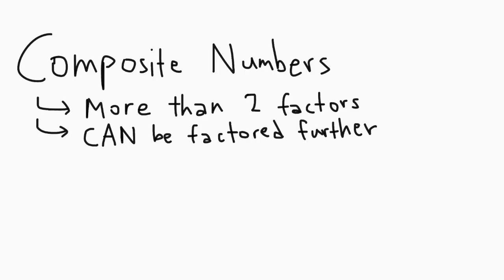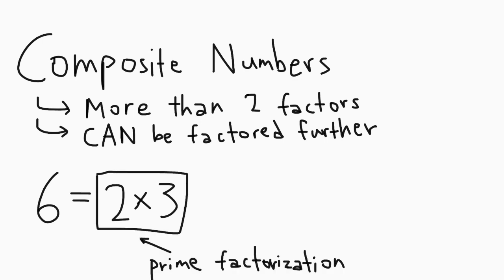What about the numbers that have more than two factors? These numbers are called composite numbers. Composite numbers have more than two factors, and they can be factored further into smaller prime or other composite numbers. For example, the composite number 6 can be factored as 2 times 3, and this would be the prime factorization of 6 because 2 and 3 are both primes that cannot be factored any further.